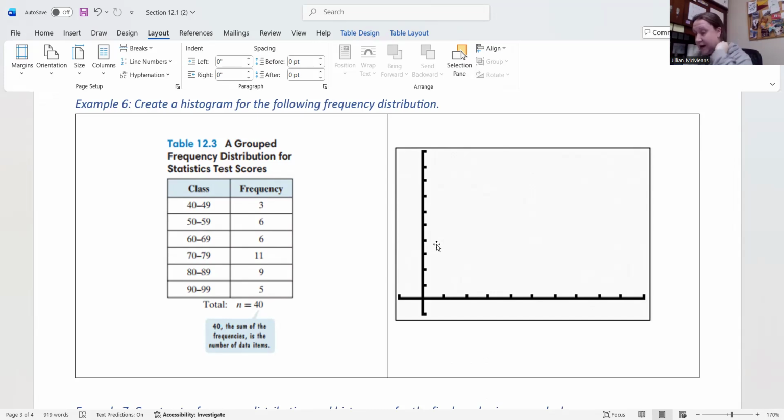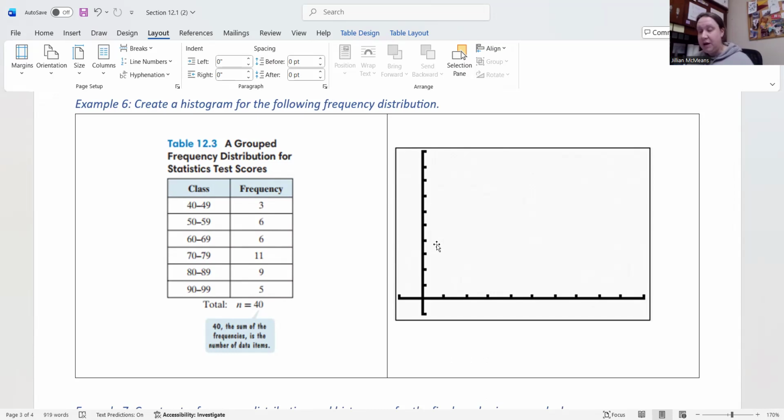Okay. So we have data items from the 40s to the 90s. We can see the lower class limit is always going to be the 0. So 40, 50, 60, and then 70, and then 80, and then 90. And the upper class limit is always going to be the one that ends in 9. So 49, 59, and then 69, 79, 89, 99. That way, each class or each interval has a similar stop and start point, and they're the same width.